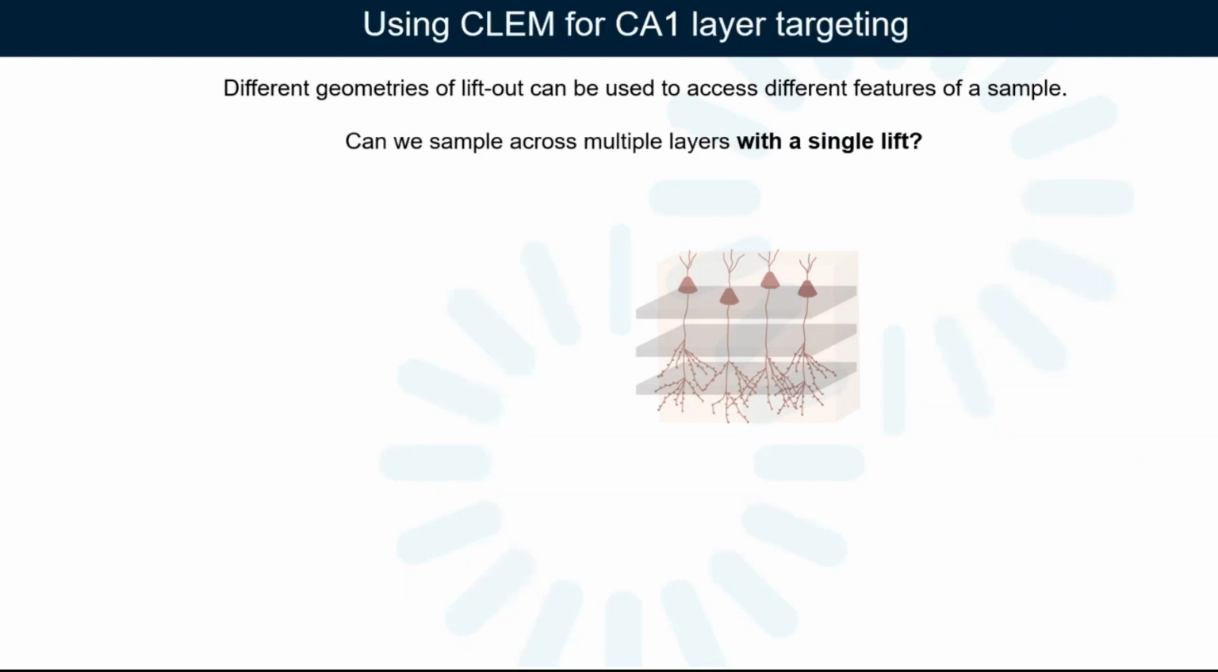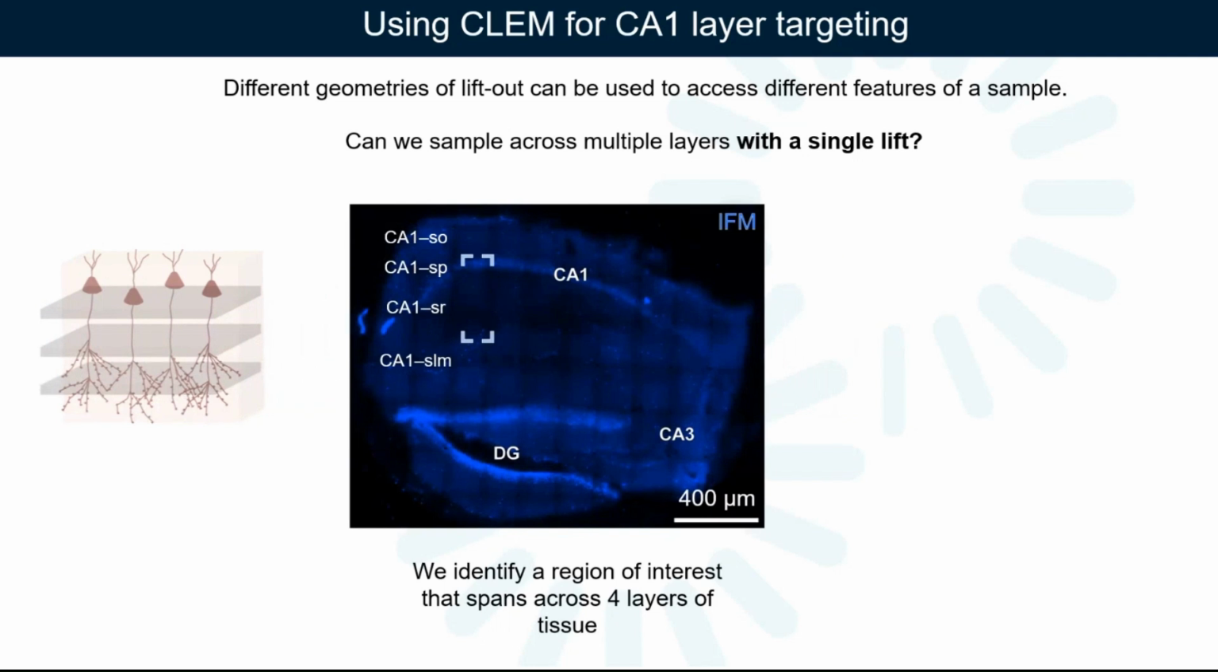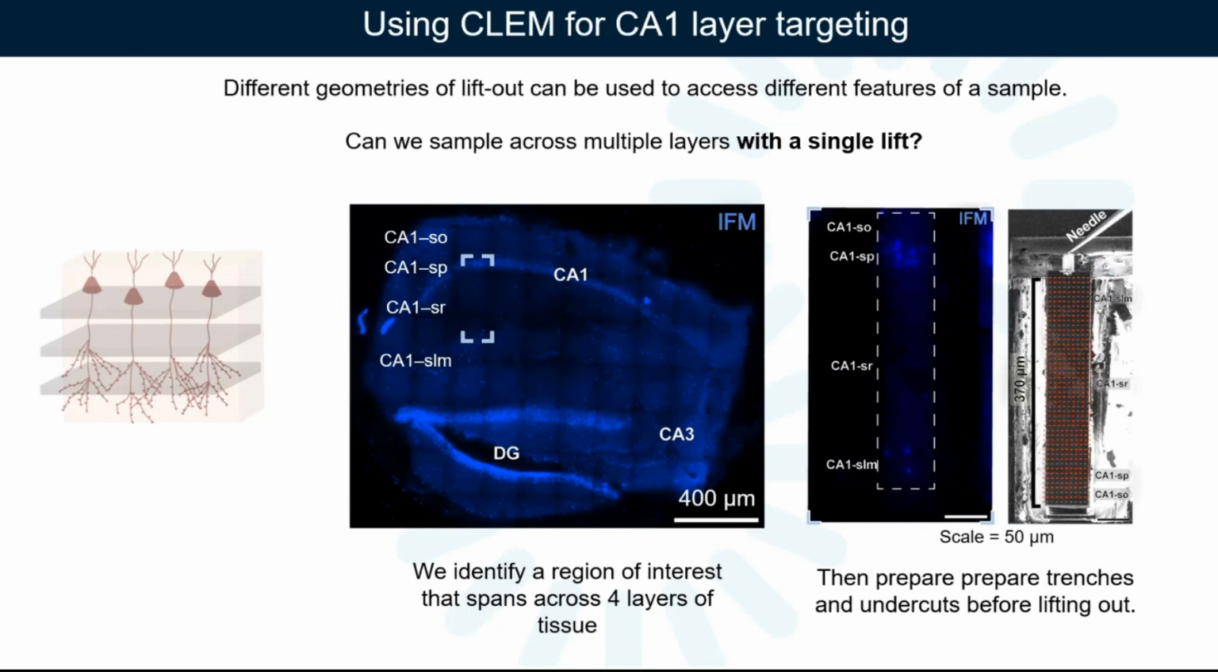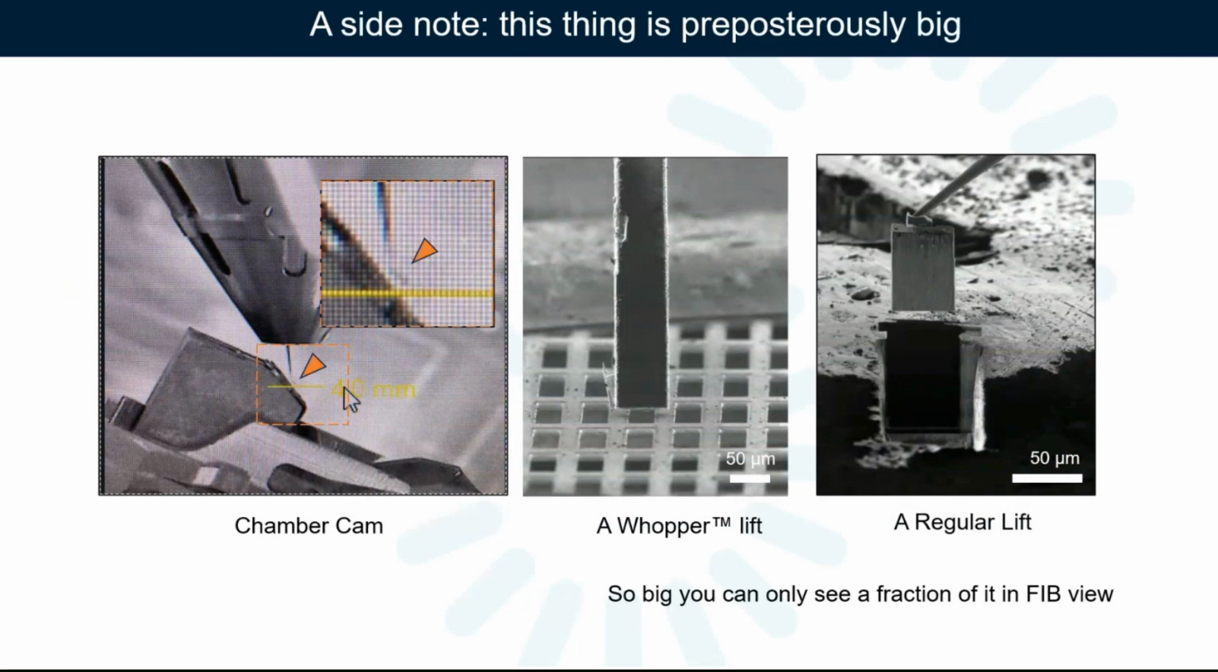So I showed how you would get the sample, and the idea was, can we sample across several layers of tissue with a single lift out? So again, we have this fluorescence image where you span the different regions of brain. You isolate your region, and then you come and pick up this 370 micron long cryo section. Side note, this thing is ridiculously big. You can see it from the chamber cam in the microscope. This is this enormous lift out compared to a regular lift out, just for scale.